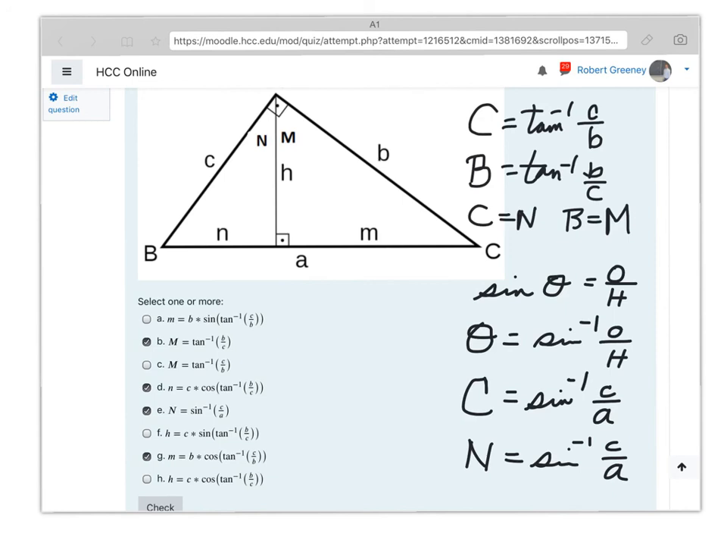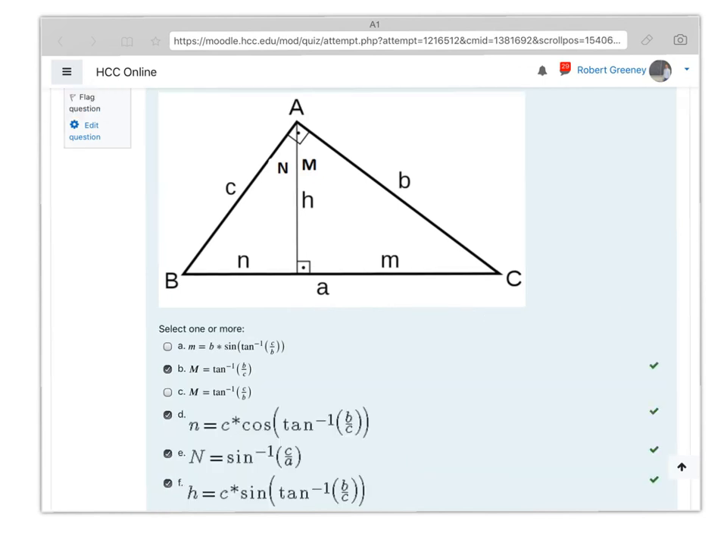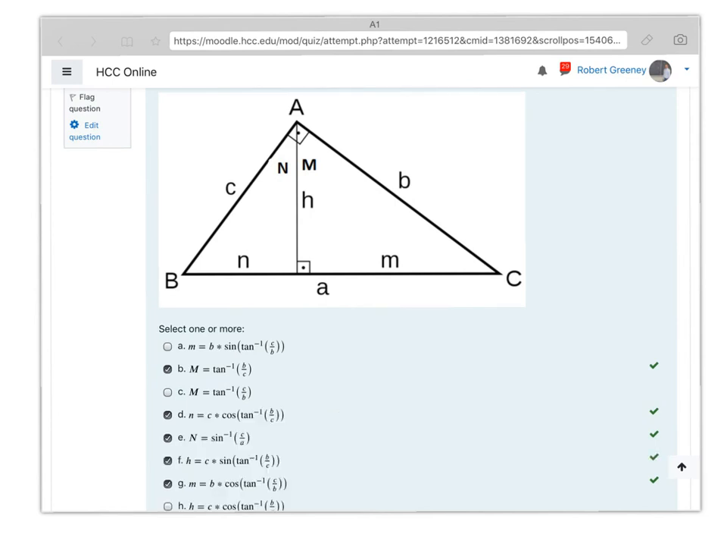I'll write that out for you just to make sure you see it. So once again, sine of any angle theta is the opposite over the hypotenuse. So the opposite side is going to be equal to the hypotenuse times the sine. And if we use this triangle, the opposite side from B is little h. The hypotenuse is C. So C times the sine of B would be H. And B, from here, is the inverse tan of B over C. And so we see that that selection is also correct. Okay, checks out. Good. We're done.